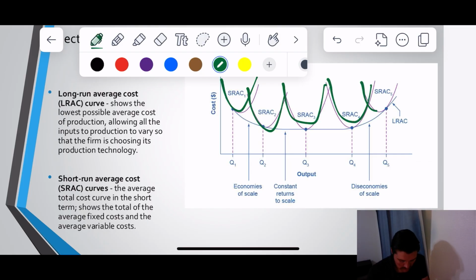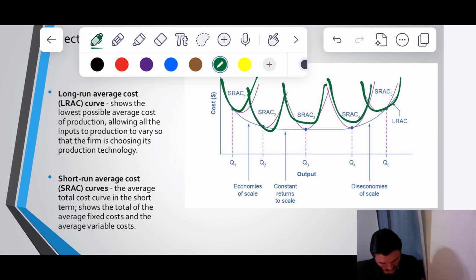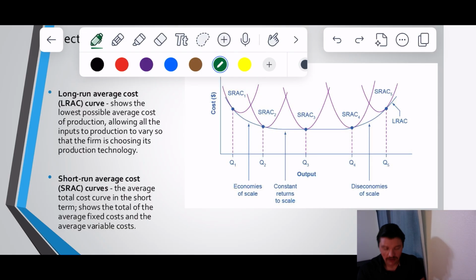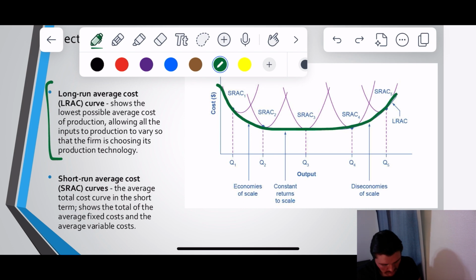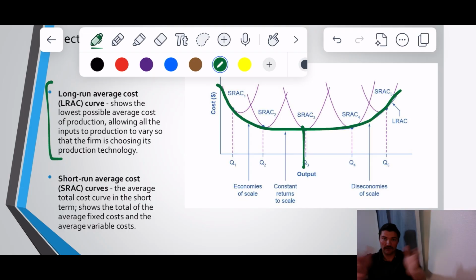So all in all, this is what we're going to be looking at. All of these different short run average cost curves, these are happening as you change your fixed inputs. Okay, so that's how we have all these short run average cost curves. The long run is going to be connecting all of these at one time. So all of these minimum points here on the short run average cost, you are going to connect them and create the long run average cost. That way you can see all of these at the same time, and it all comes down to one efficient point. This is your lowest cost per unit, right?